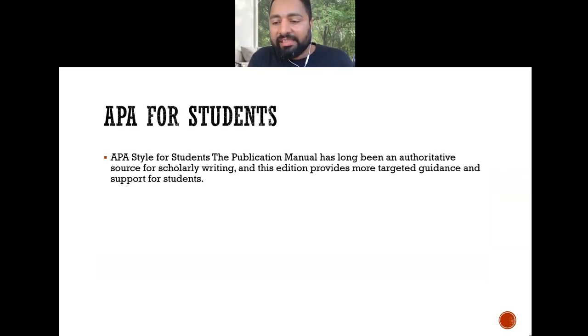I already mentioned APA style for students. The publication manual has long been an authoritative source for scholarly writing, and this edition provides more targeted guidance and support for students. So if the institution follows APA 7th edition, the students have to prepare the manuscript based on the APA 7th edition guidelines.